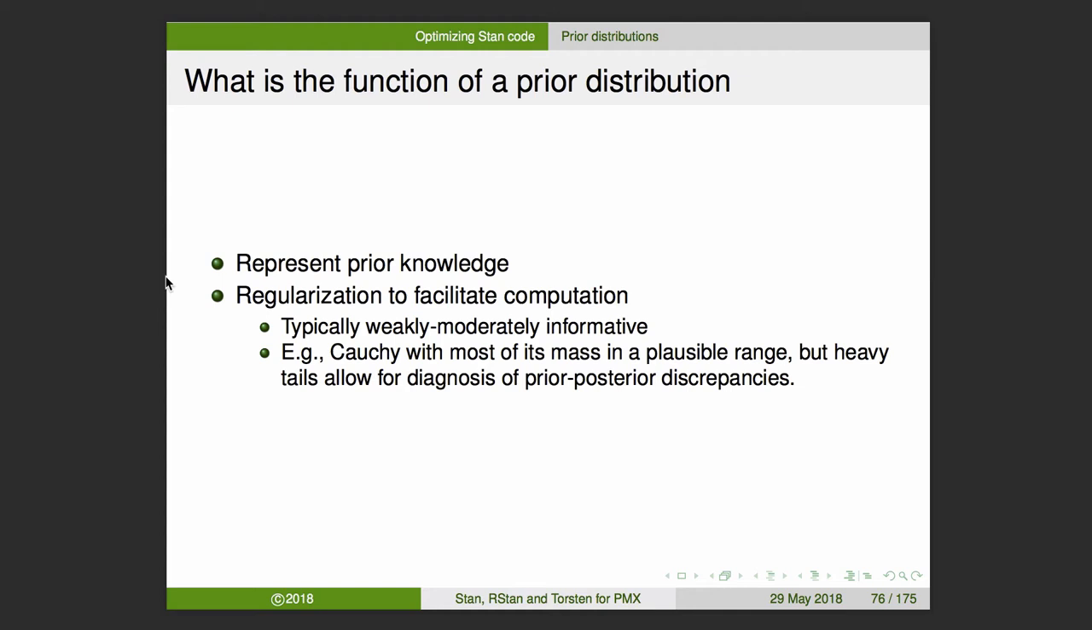Typically in those cases, you're using things which would not be strongly informative. They would be, I guess, what I would call weakly to moderately informative. For example, you might choose a Cauchy distribution, which is a very heavy-tailed distribution, where the bulk of the probability density is in a range that, based on whatever prior knowledge you have, you think is the likely place. But you're sort of hedging your bets a bit by using this heavy tail distribution, so it doesn't preclude learning something from your data that suggests that maybe there's a problem with your prior. So that's kind of loosely the notion there.